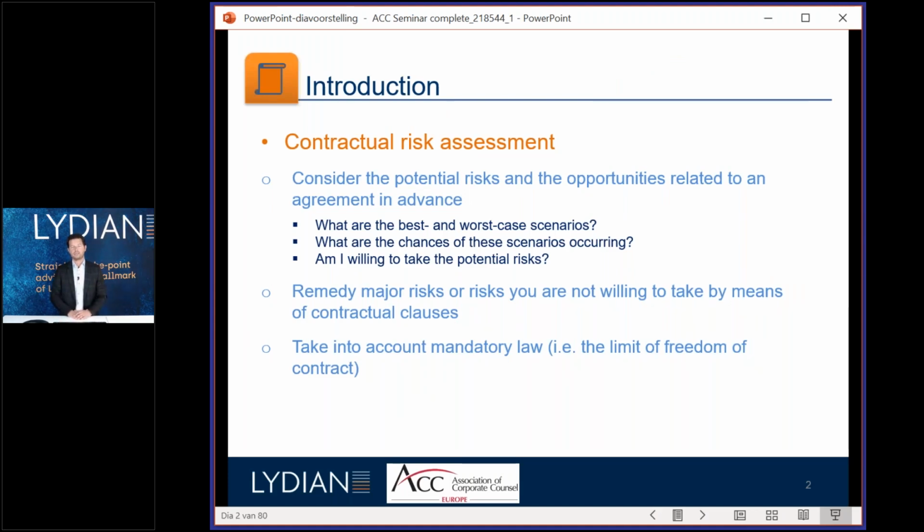To introduce the topic a little bit before starting with my part, the commercial agreements: contractual risk assessment is important for all legal counsels and businessmen before entering or reviewing an agreement, so that you can identify the potential risks and the opportunities related to an agreement. On the one hand, identify the best case scenario of an agreement, but on the other hand, and that's the legal part, of course, also the worst case scenario, and also assess a little bit the chances that these scenarios will effectively occur.